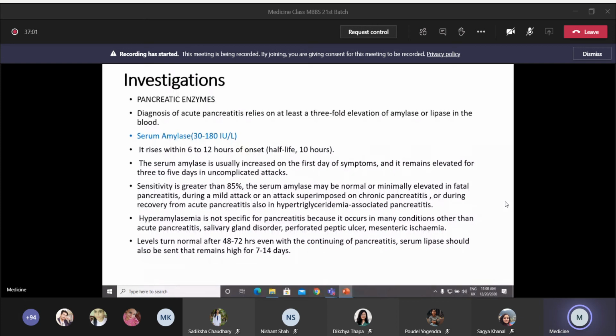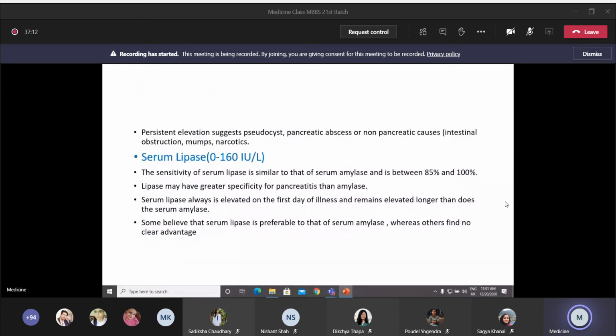Amylase usually turns normal after 48 to 72 hours, even with continuing pancreatitis. After this, the lipase level is much more specific, which remains high up to 14 days. Persistent elevation might suggest another diagnosis like pseudocyst, pancreatic abscess, or a non-pancreatic cause like intestinal obstruction, mumps, narcotic drugs, etc. Serum lipase is also elevated more than 3 times, but the sensitivity is much higher, and it is much more specific because it remains elevated persistently even beyond 3 days.